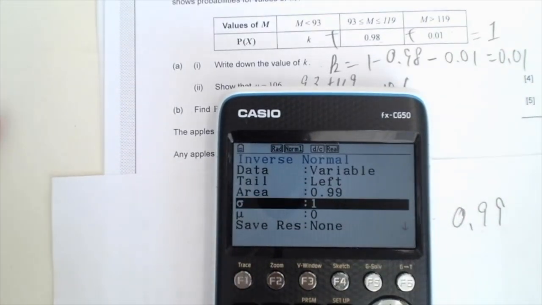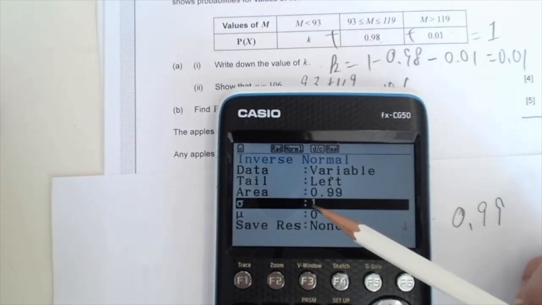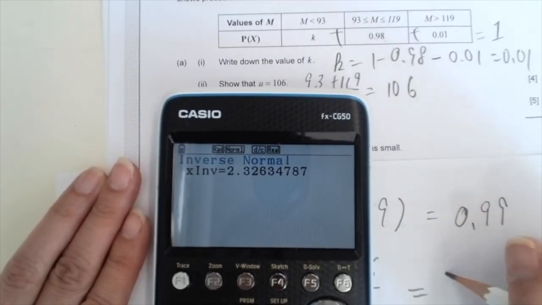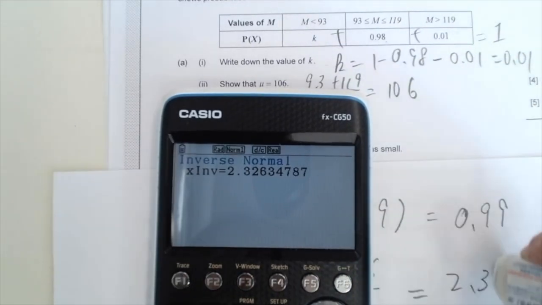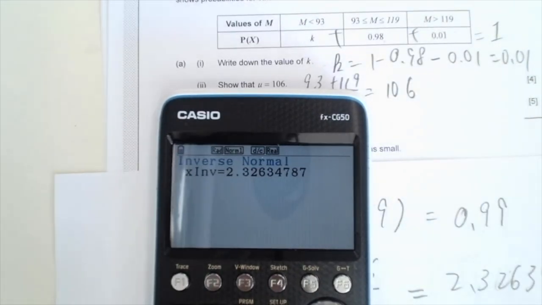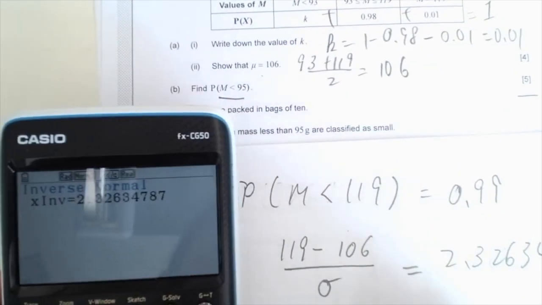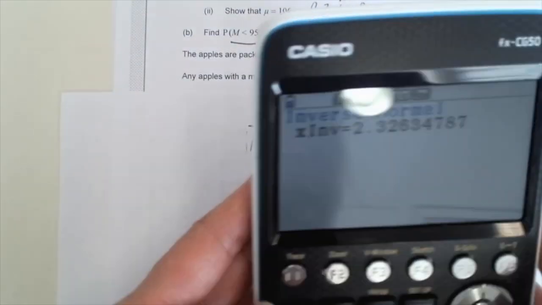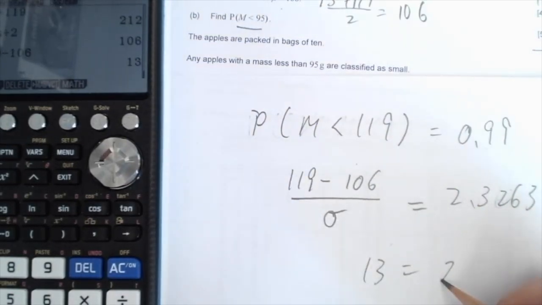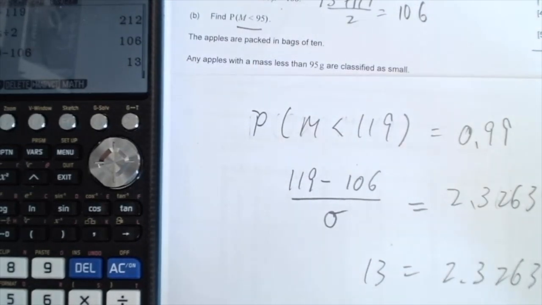All right. We do not know either of them, so we will stick with the standard deviation 1 and the mean 0. That gives you 2.32634787. Exciting. So what you need to do is we throw it to the other side and we find it. So get back to that. We got 119 minus 106. That should be 13, equals 2.32634787. It's a bit annoying now.